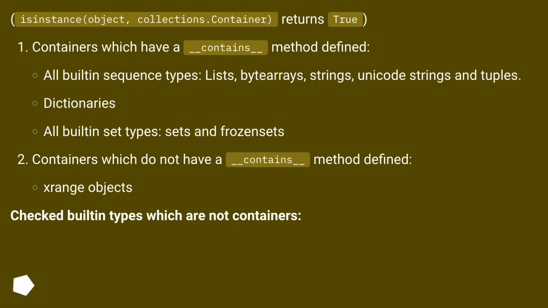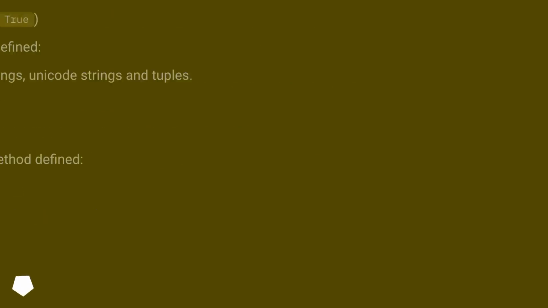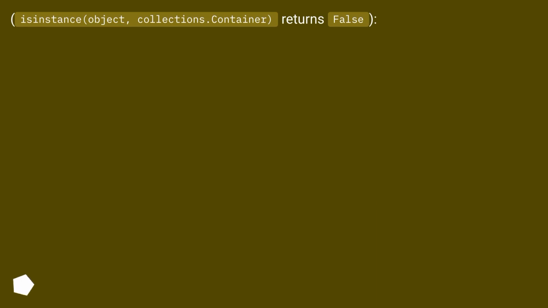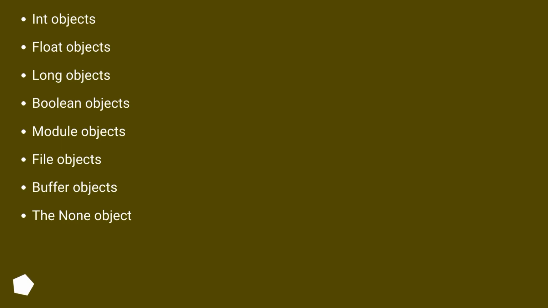Containers which do not have a __contains__ method defined: xrange objects. Check built-in types which are not containers: isinstance(object, collections.Container) returns false. Int objects. Float objects. Long objects. Boolean objects. Module objects. File objects. Buffer objects. The None object.